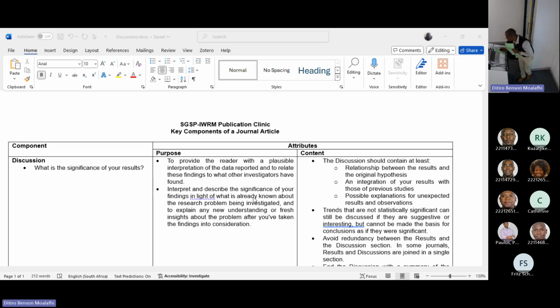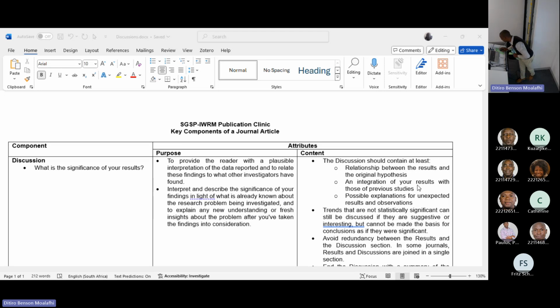So interpret and describe the significance of your findings in light of what is already known about the research problem being investigated, and explain any new understanding or fresh insights about the problem after you have taken the findings into consideration. Because now you are convincing us. This is what had been done. You've already justified, provided the rationale and the logical sequence through which you investigated this. And then your findings, speak to people, interpret them in context as much as possible.